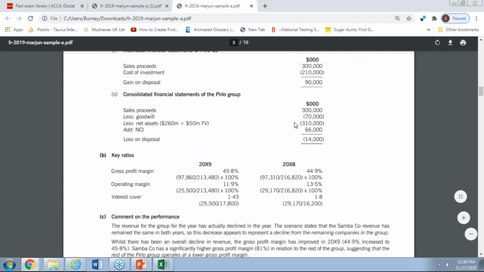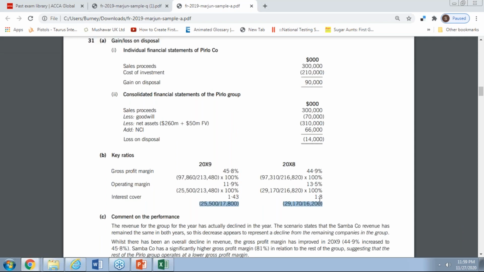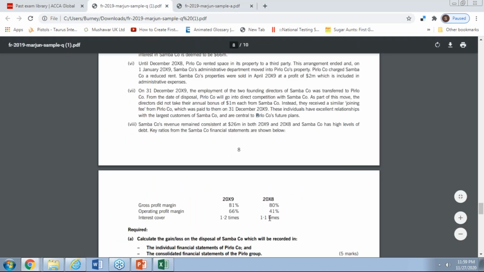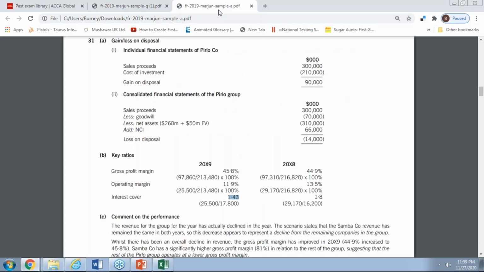What about the interest cover? Interest is 1.8 to 1.3. Overall interest cover is decreasing. But when you see the result of the Samba company, its interest is comparatively low. So from this perspective, it's good to sell the Samba company, because when you sell the Samba company, the overall interest cover of the group will improve, because the Samba company is a highly geared company.